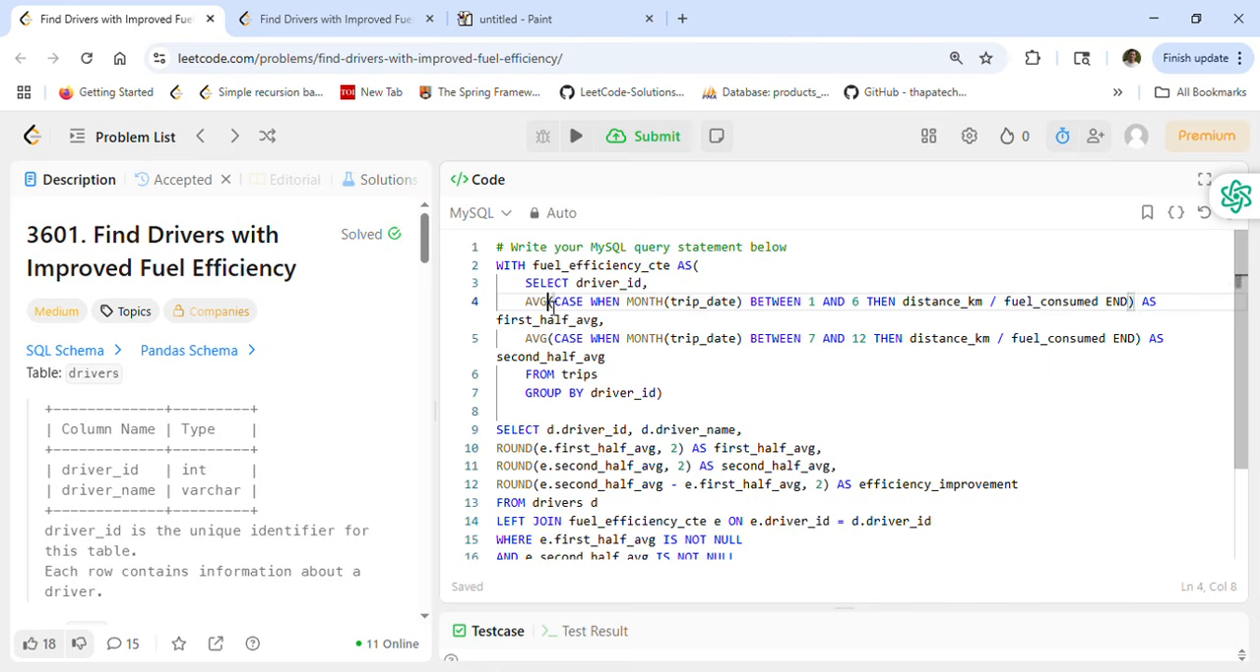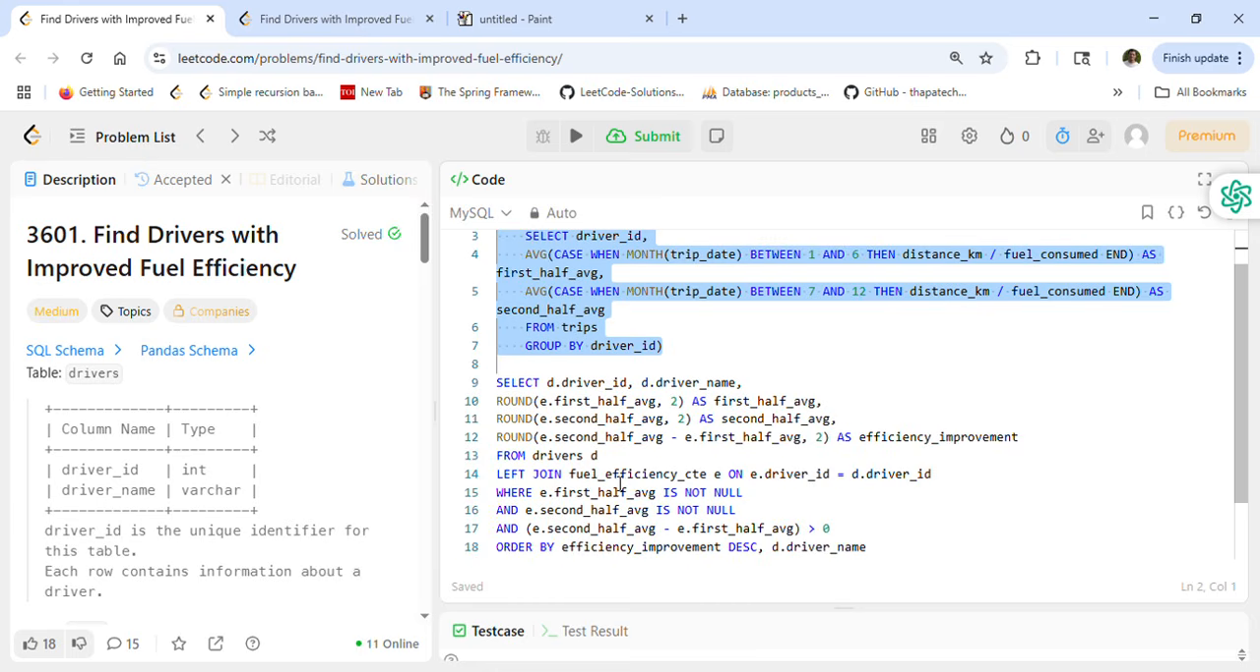Since we are using average, you have to group it by driver ID, and only then can you use this average function, correct? Okay, so this part you understood. This is the fuel efficiency common table expression that we have created first. Now we will use this common table expression in our main SQL query.